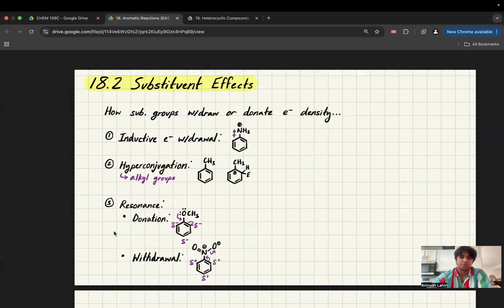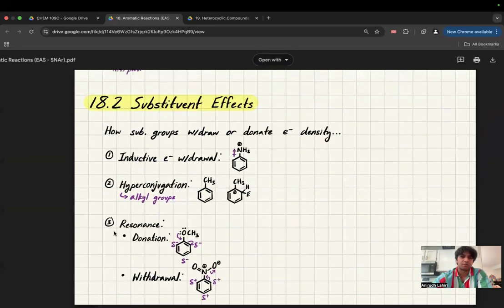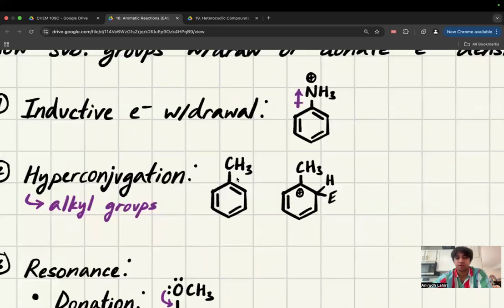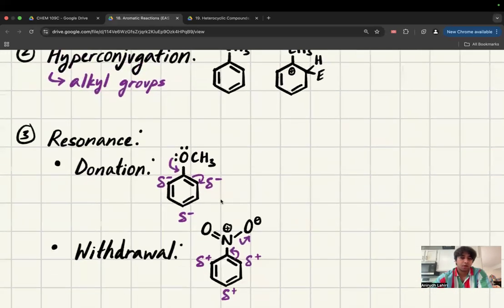Okay. So there's three main effects that you're on the hook for. There's inductive electron withdrawal, hyperconjugation, and then resonance donation slash withdrawal. So donation and withdrawal are the most important ones. Inductive effect is what you would expect. You have some type of electronegative compound that's pulling electron density by its nature of electronegativity. Hyperconjugation is just when you have alkyl groups, right? And the orbitals are overlapping such that you're getting a donating effect into this position.